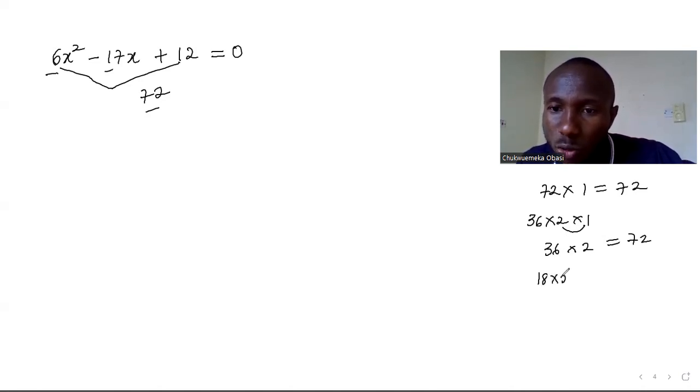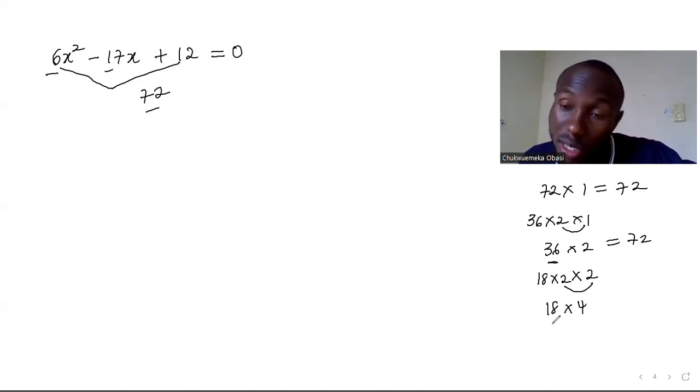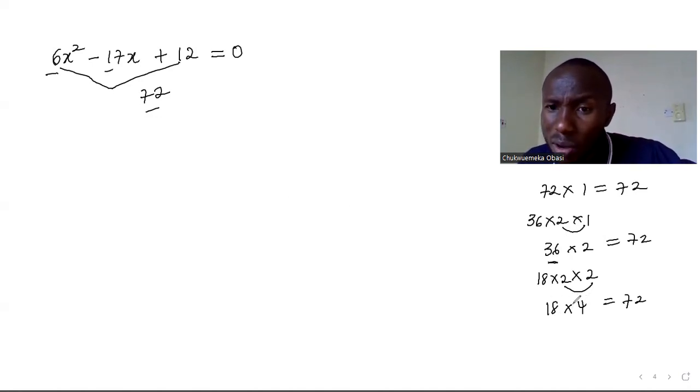Then 18 times 2 will give me 36. Then I have the 2 here, so I combine these two together. So I have 18 times 4, which will give me 72. Let's see if I add them or subtract them, will I get 17? It's still not giving me 17. If I add them, I'll get 22. If I subtract, I'll get 14. It's still not giving 17.